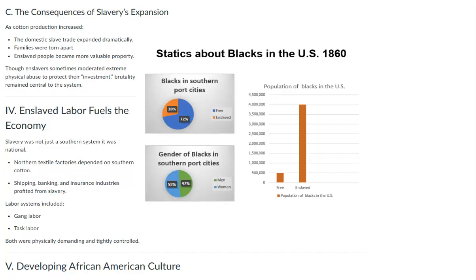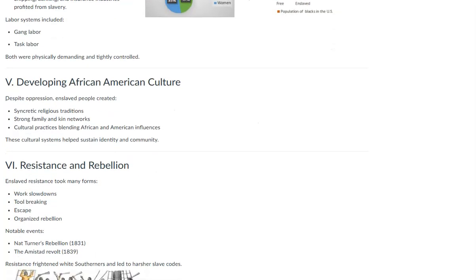Both systems were physically demanding and tightly controlled, but enslaved people were not passive victims. They built families. They created syncretic religious traditions, blending African and Christian practices. They used natural medicine. They formed bonds of community and resistance. And we see a lot of African culture still in the South within African American society today. And resistance took on many forms, right? It wasn't just these all-out rebellions.